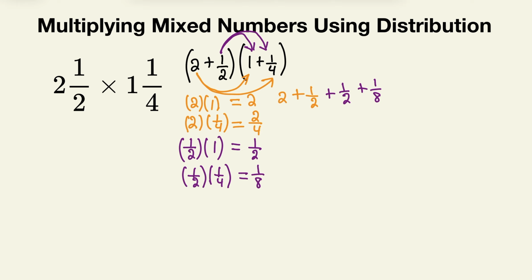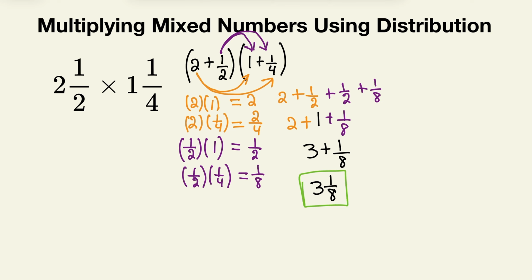So we'll rewrite this. And that is 2 plus 1 plus 1/8. Bringing this all together, 2 plus 1 is 3, plus 1/8. And 3 plus 1/8 as a mixed number is 3 and 1/8. That's the final answer.